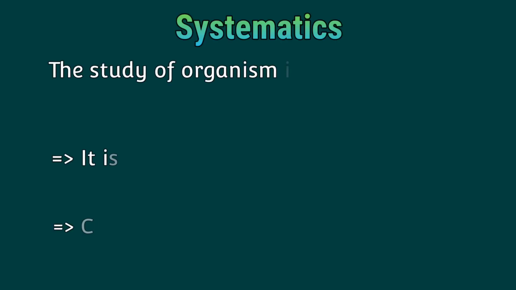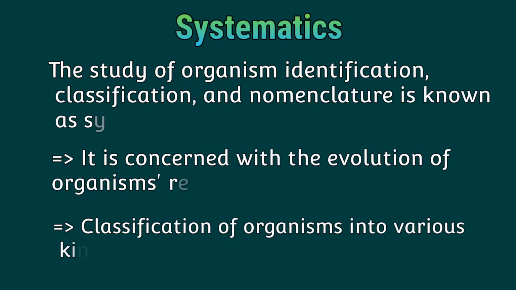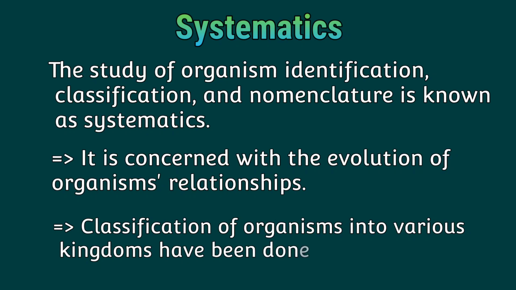Today's topic: systematics. The study of organism identification, classification and nomenclature is known as systematics. It is concerned with the evaluation of organisms' relationships. Classification of organisms into various kingdoms has been done by systematics.